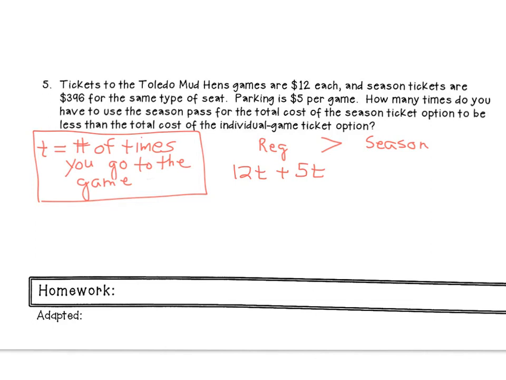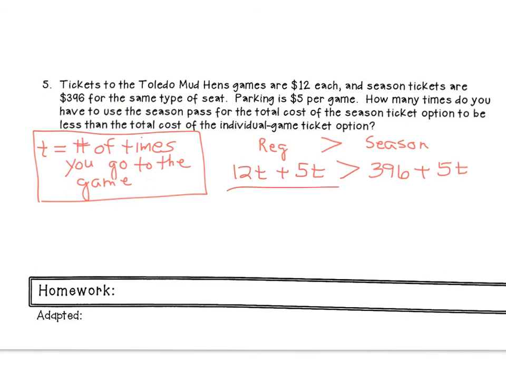That's the regular price, which is probably going to be more expensive than the season tickets, because otherwise you wouldn't buy them. The season tickets are $396. That's not $396 every time you go. It's just $396 once, and you get to go as many times as you want, but you still have to pay for parking every time. All right, let's solve this.